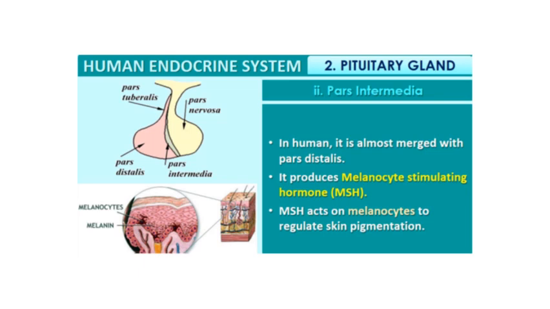In humans, the pars intermedia is almost merged with the pars distalis. As you can see, it is almost merged with this section. This produces a hormone called melanocyte stimulating hormone. This acts on melanocytes to regulate the pigmentation of the skin.